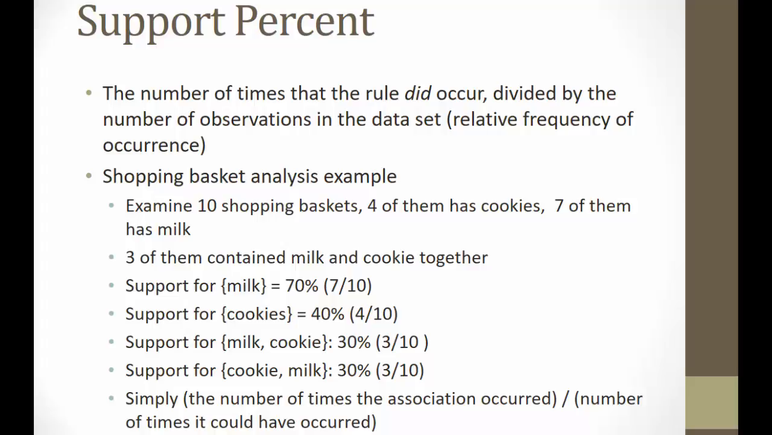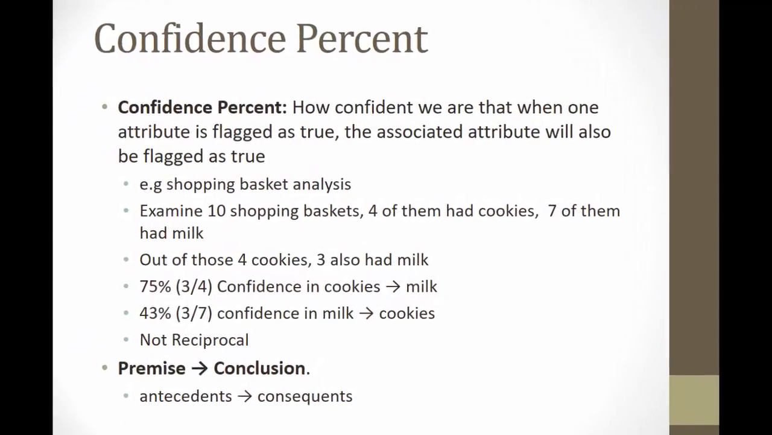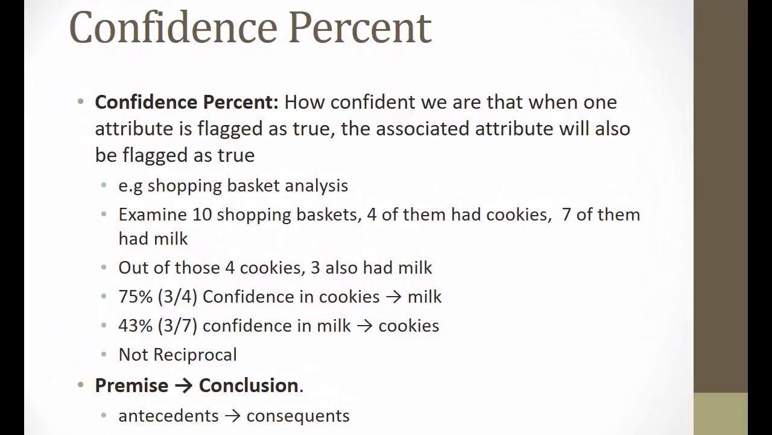The support for both milk and cookie, and cookie and milk, are the same, 30%, because they have been seen together 30% of the times. Out of the 10 possible times that they could have been seen together, or could have been purchased together. So simply, the number of times that the association occurred divided by the number of times it could have occurred will give you the support percent. And remember, the support percent is reciprocal, meaning that it does not matter whether we go A and B or B and A.